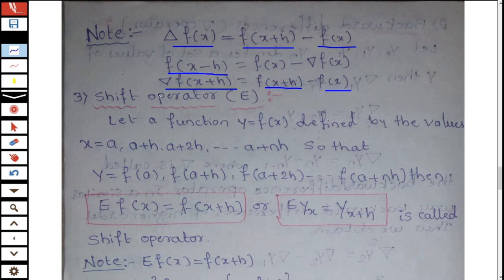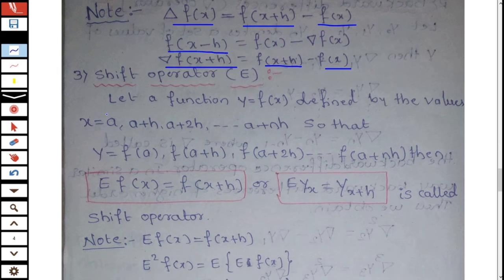Then the shift operator. Let a function y equal to f of x be defined by the values x equal to a plus h, a plus 2h, and so on up to a plus nh, so that y equals f of a plus h, f of a plus 2h, and so on up to f of a plus nh. Then E of f of x equals f of x plus h, or E of y of x equals y of x plus h. This is called the shift operator.